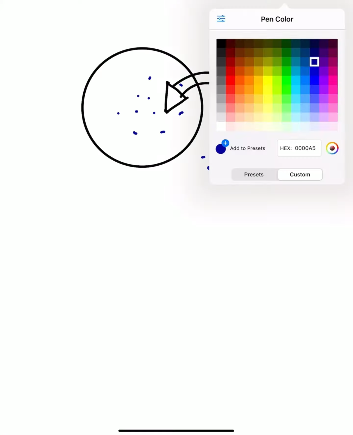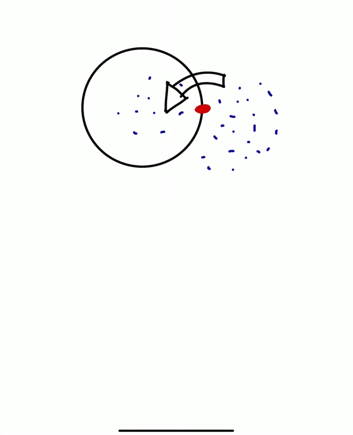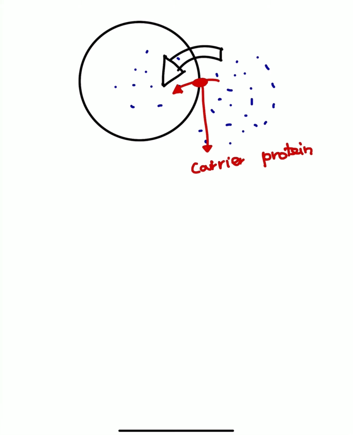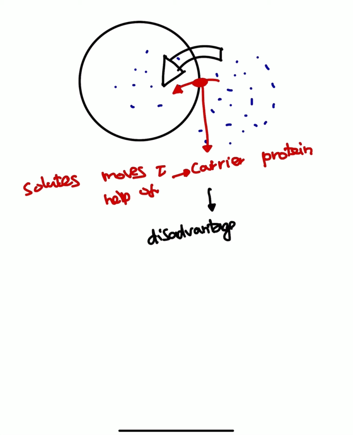So here I'm drawing a cell with solute concentration inside and outside the cell. So if you see here, according to the diffusion process, along the concentration gradient, the solute has to move from outside to inside the cell. But here you require the help of a protein called carrier protein that is present in the cell membrane. So this protein facilitates the transport of solutes along the concentration gradient. So for facilitated transport, you require the presence of carrier protein on the cell membrane. But the disadvantage of this is the saturation of carrier protein.